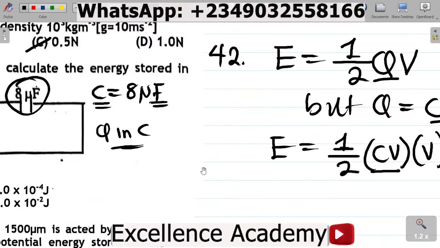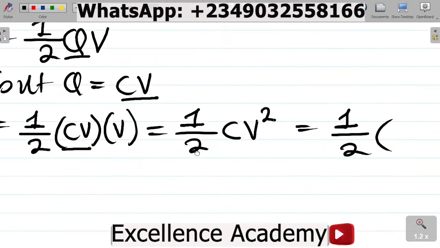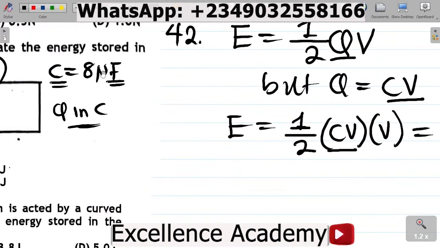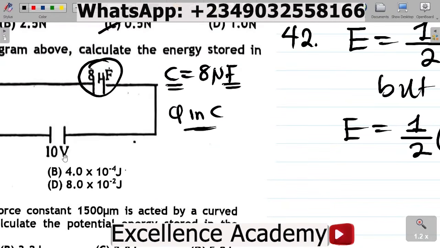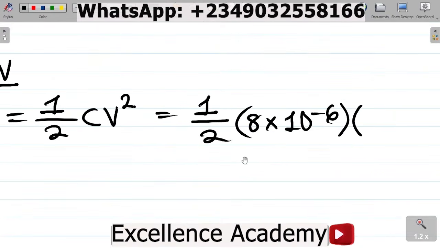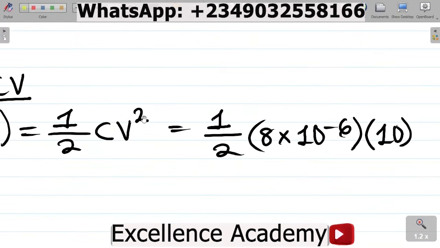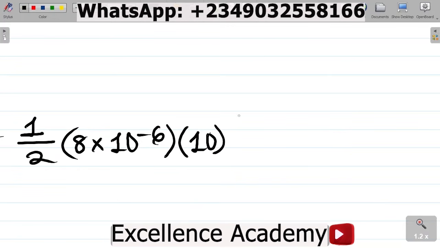And that's equal to half into C. What's the value of C? C is 8 microfarad. Now, when we say micro, that is 10 to the power minus 6. So when we say 8 micro, simply 8 times 10 to the power minus 6. And then you have V. V is 10, so times 10 volts. V is squared here, so I'm just going to square this.